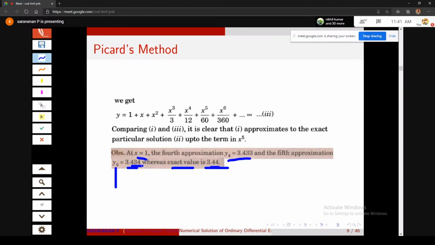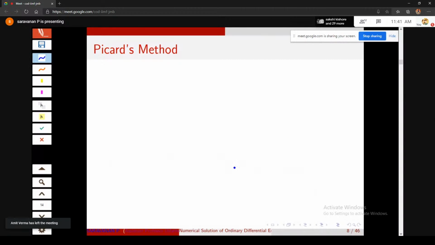Maybe you'll get 3.440123, something like that. So the answer will become more close to the exact answer. Okay, this is Picard's method.